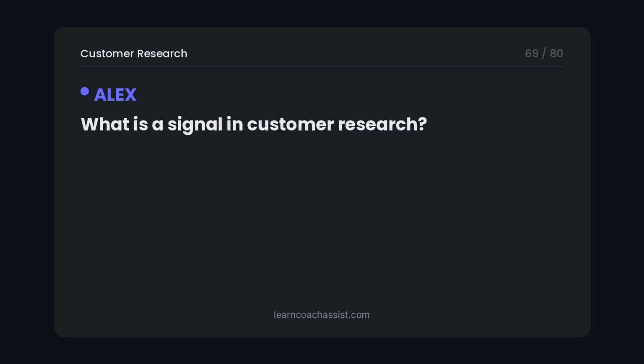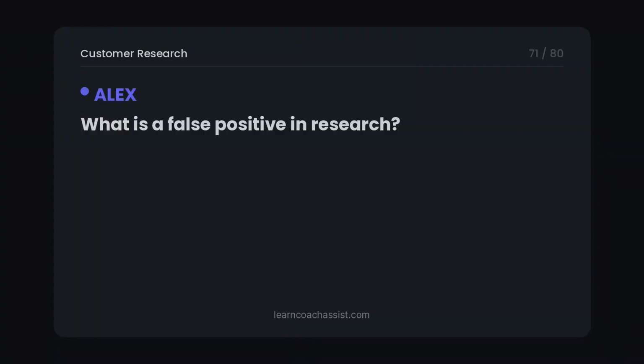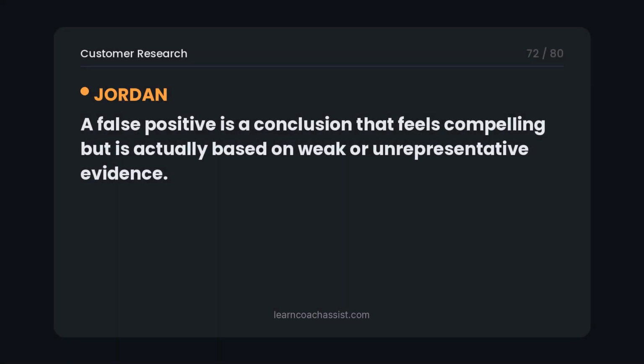What is a signal in customer research? A signal is a repeated pattern, quote, or behavior that appears strong enough to influence decisions. What is a false positive in research? A false positive is a conclusion that feels compelling but is actually based on weak or unrepresentative evidence.